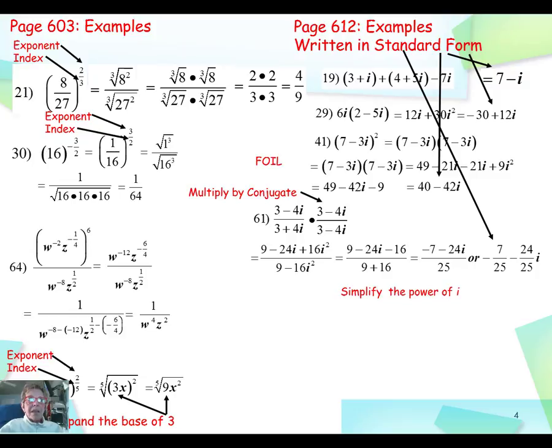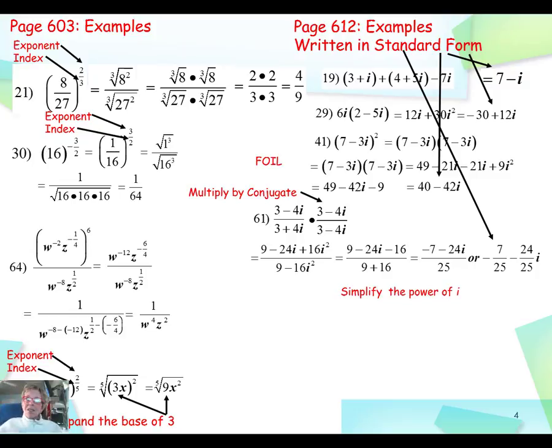When I simplify the numerator, I have positive 16i squared, which changes to negative 16, combined with the 9 gives me negative 7, minus 24i over 25. This is a totally acceptable answer. However, the book will almost always write it in two different pieces, negative 7 over 25 minus 24 over 25 i. Because of standard form, they want the real part first and the imaginary part second.